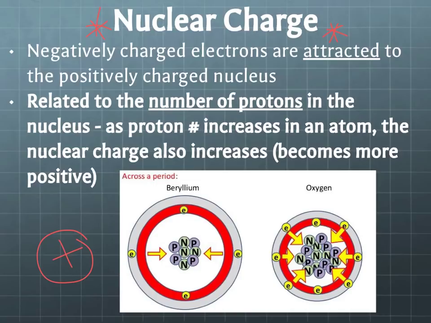The more protons I have, the more of a nuclear charge I'm going to have. So beryllium has 4 protons, so it has a nuclear charge of 4+, essentially. Oxygen has 8 protons, so it has a nuclear charge of 8+. That means that oxygen's nucleus is going to be pulling stronger on its electrons because it is more positive, so it is able to hold them in stronger.